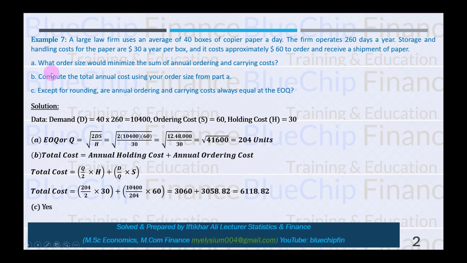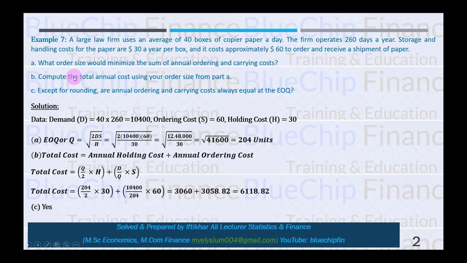The first requirement is what order size would minimize the sum of annual ordering and carrying costs. So economic order quantity is the square root of 2DS divided by H. So 2 multiplied by 10,400 multiplied by S, 60, divided by H, 30. So 204 units is your EOQ.